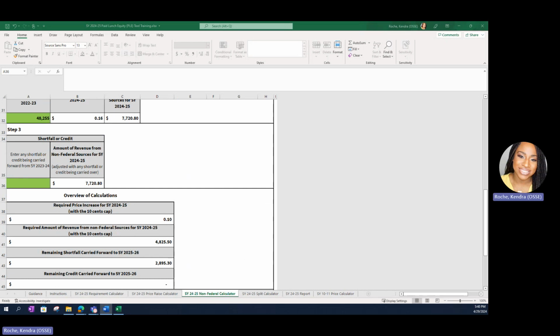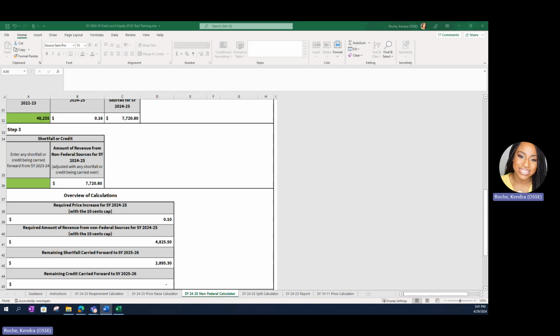Step 3 is to enter any shortfall or credit being carried forward from school year 2023-24. The remaining boxes will automatically fill in. In this example, you can see the remaining amount of annual non-federal source funds that would need to be contributed to the nonprofit school food service account in order to meet the requirement. This can be transferred from the general fund, but must be specifically indicated for use for paid lunch prices.